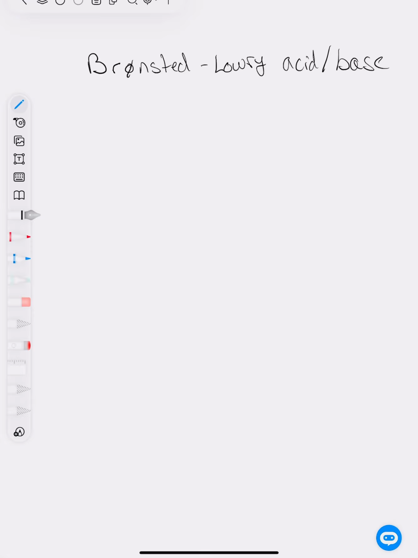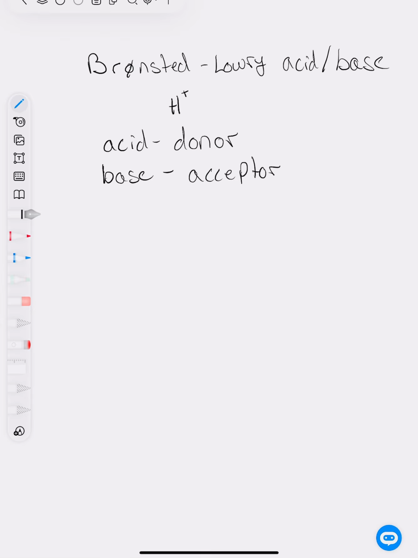So today we're going to be talking about Bronsted-Lowry acids and bases. The definition of this is really centered on the transfer of a proton, which is an H+. An acid is a donor and a base is an acceptor of H+ or protons.